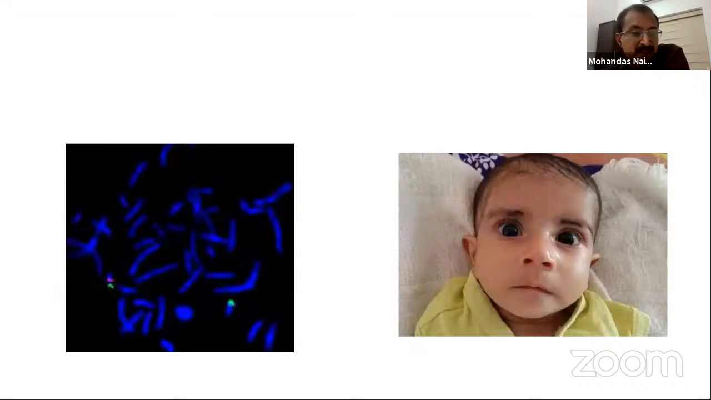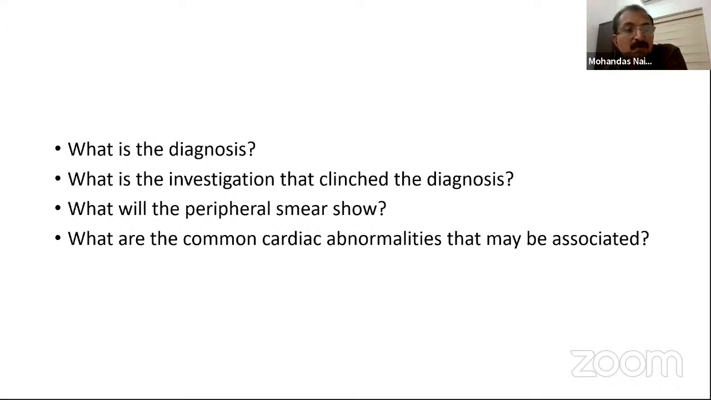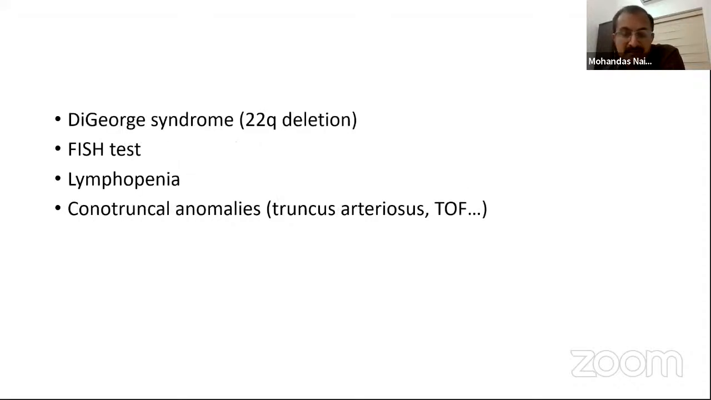Definitely, this is a microdeletion syndrome because there is only one red signal in the picture, and the child has dysmorphism, and the clinical description with congenital heart disease and immunodeficiency. So the diagnosis is DiGeorge syndrome. The investigation is a FISH test, and the peripheral smear is likely to show lymphopenia. Common associated cardiac abnormalities could be tetralogy of Fallot, truncus, or conotruncal anomalies.